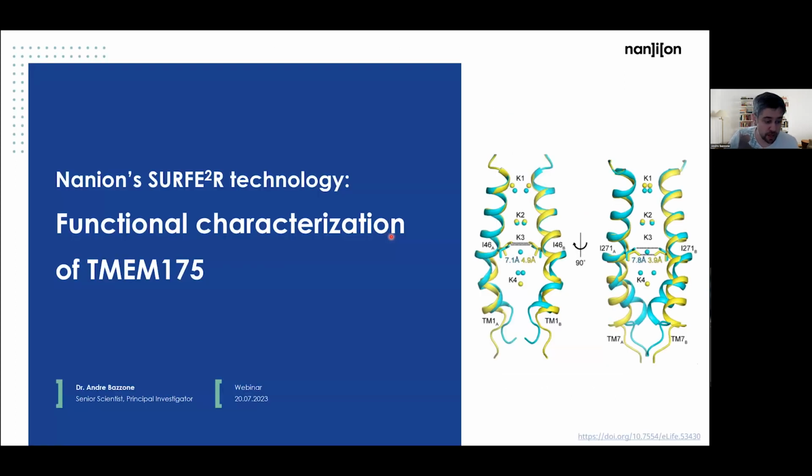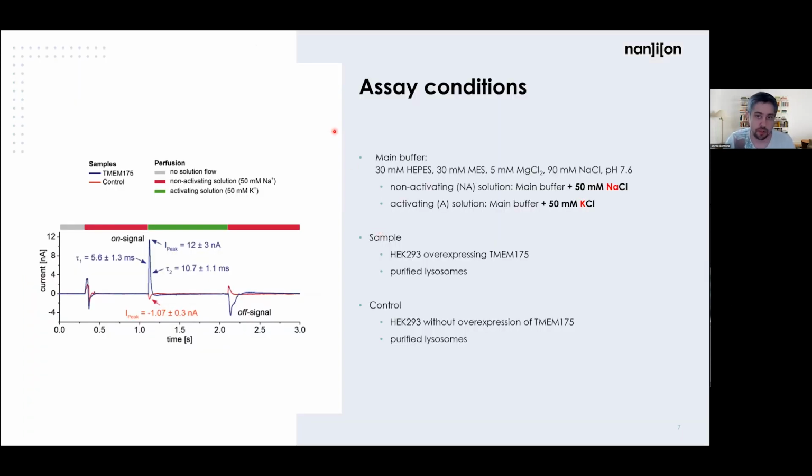So this was about the background of the technology. Now we are coming to the results we got from TMEM175. We actually applied both Surfer instruments. I will note which data sets are from which instrument.